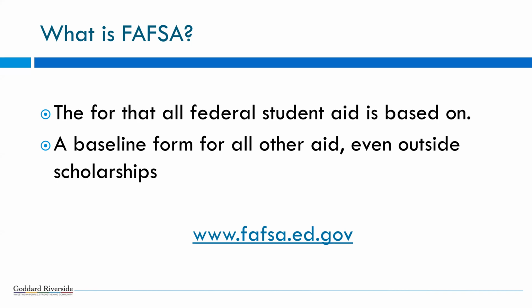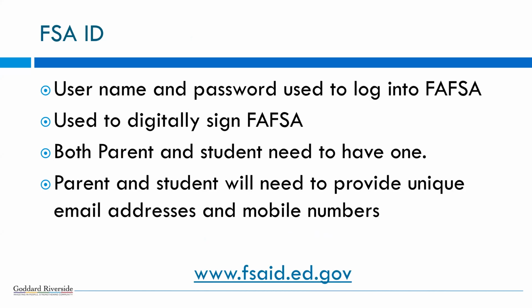Before you can do FAFSA, you need to create your FSA ID. Your FSA ID is going to be your new username and password to log into FAFSA, to sign FAFSA for both the student and the parent. So both student and parent need to obtain an FSA ID for each of you. At least one parent, if you live in a two-parent household, all three do not have to have an FSA ID to sign. We just need to have one parent able to provide that signature. And parents and students both need to have their own unique information. So you can't share an email address, you can't share phone numbers. They need to be separate, unique information.